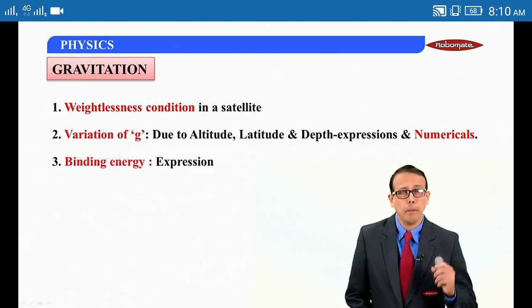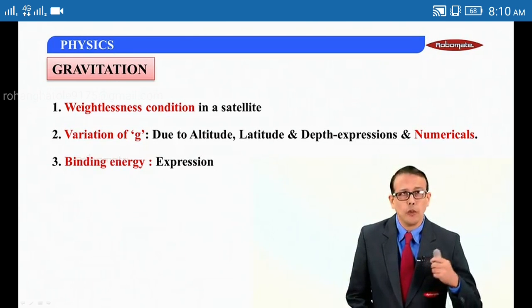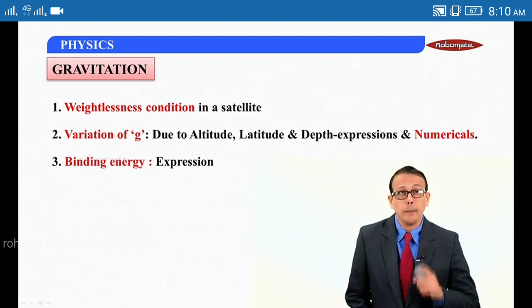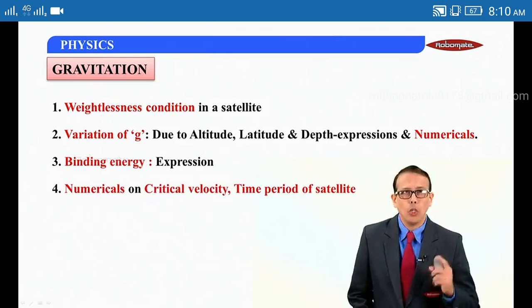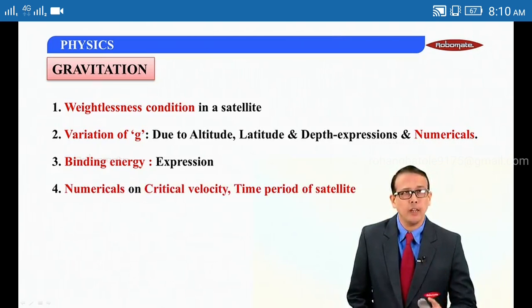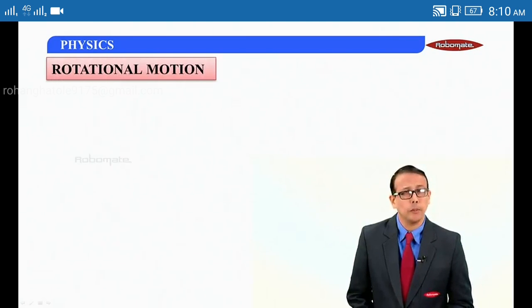The next important question, the binding energy expression, where you have to derive expressions for kinetic, potential and total energy, and the interpretation of the negative sign for total energy is absolutely necessary, and thereby go for the binding energy expression. Also, numericals on critical velocity and time period of a satellite. Let's move to the next chapter, students, rotational motion.